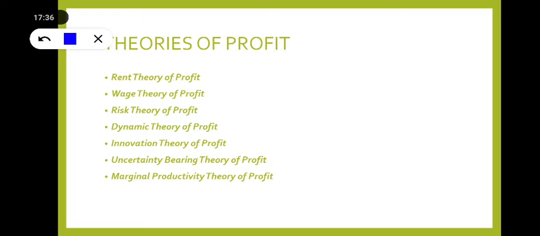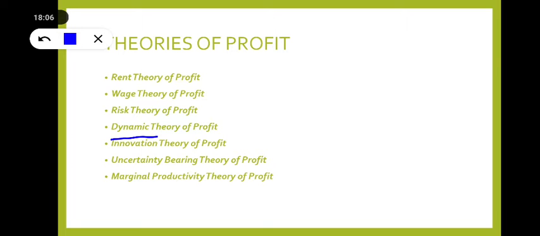These dynamic changes affect the demand and supply of commodities, which leads to the emergence of profit. For example, a firm may improve its production technique and reduce its cost, thereby increasing the profits. The typical dynamic change is an invention. So this enables the entrepreneur to produce more and reduce the costs, leading to the emergence of profits.